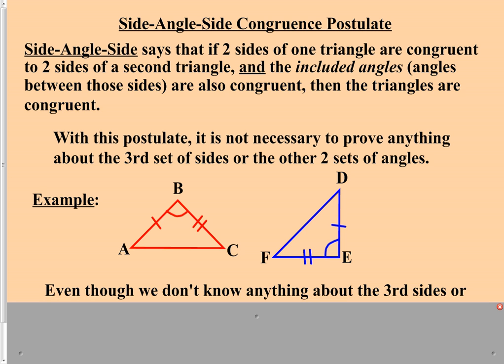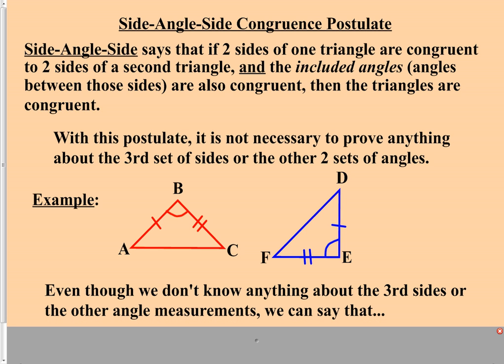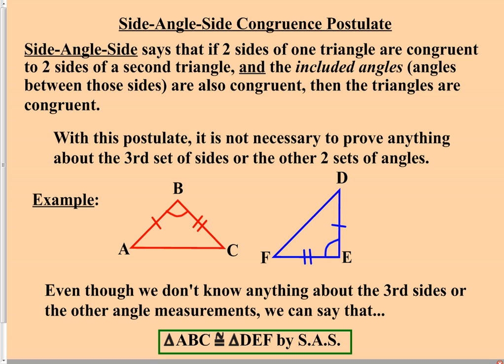Okay, so once again, even though we do not know anything about the third set of sides or the other two angle measurements, we can then state that triangle ABC is congruent to triangle DEF by the side angle side congruence postulate. Also, keep in mind when you go to name your triangles, remember that it does not matter what order you name the first triangle in. You can put the vertices in any order you want, but the second triangle must match the order of the first triangle's vertices. So you've got to get the corresponding vertices in order.